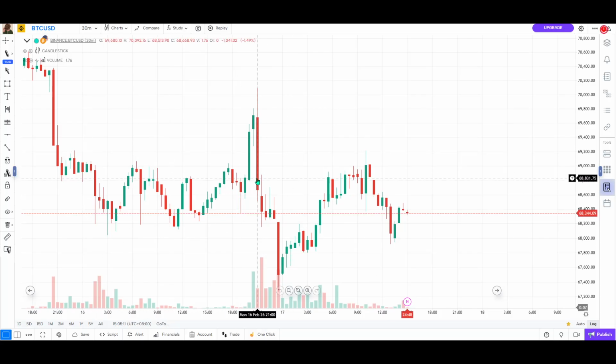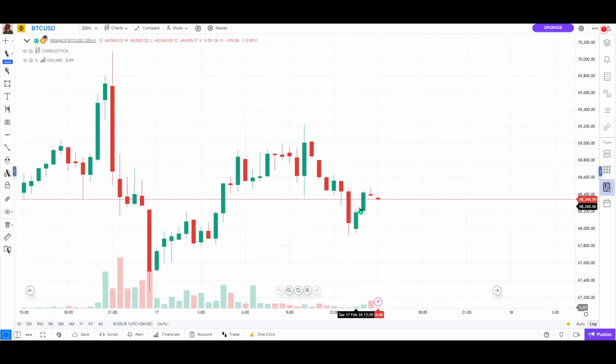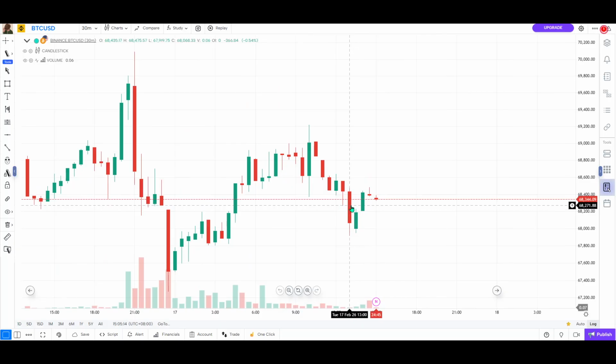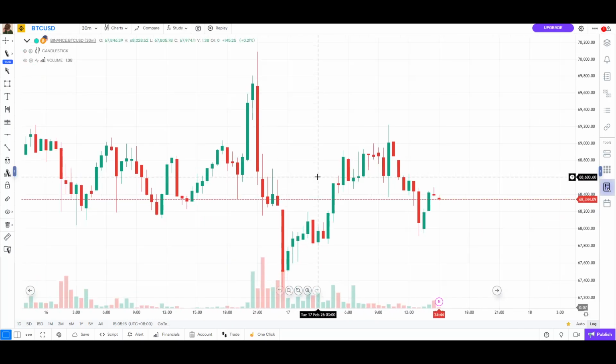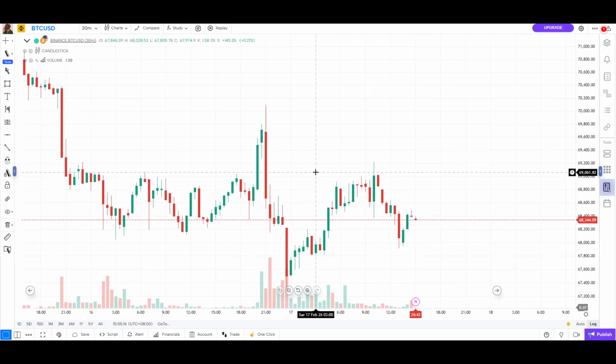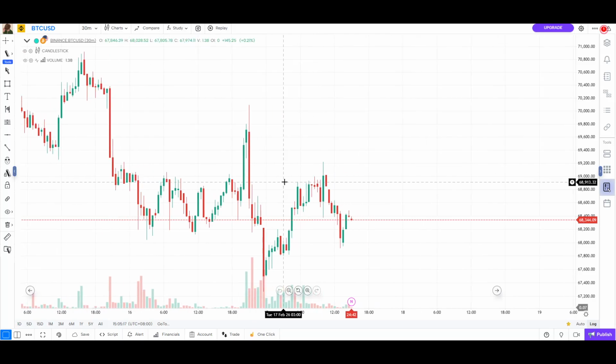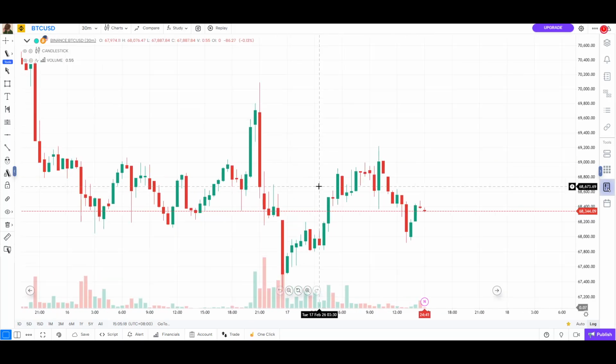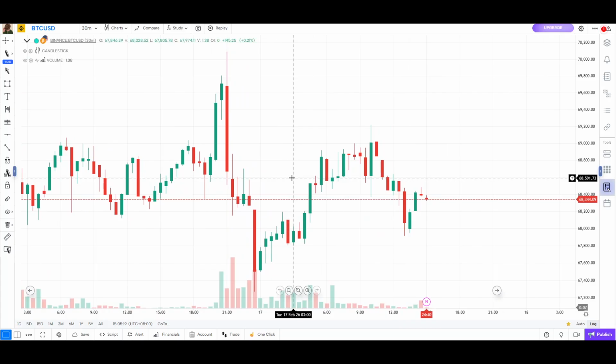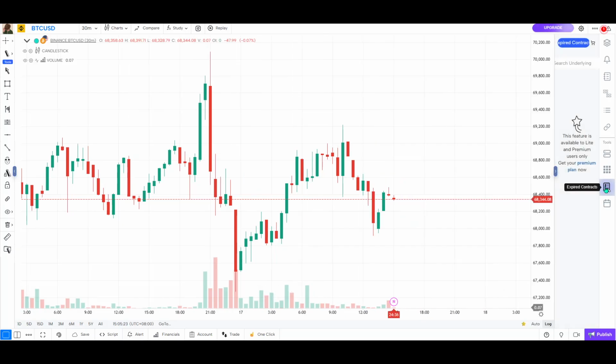Before we begin, a quick note on terminology. In many platforms, these are called footprint charts, but in GoCharting, you'll find them under the name cluster charts. They're the same concept. A candle replaced by a grid of numbers that shows how much volume traded on the bid versus the ask at each price step. This view helps you move beyond simple candles and get a more granular read on market activity.